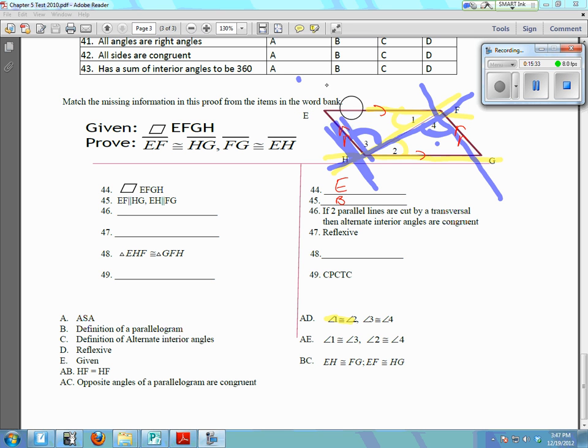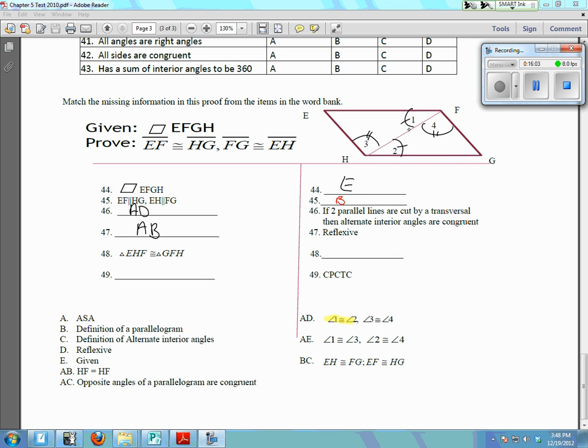So we know that we want angle 1 congruent to angle 2, angle 3 congruent to angle 4. Again, if two parallel lines are cut by transversal and alternate interior angles are congruent, that's my reason. My statement should be AD over here. The reflexive property, the only thing on here that's reflexive is showing AB, which hopefully makes sense because that's the segment we need to show this triangle up top congruent to triangle on the bottom. And they're congruent by angle, side, angle. So triangle EHF is congruent to triangle GFH by angle, side, angle, which is A.